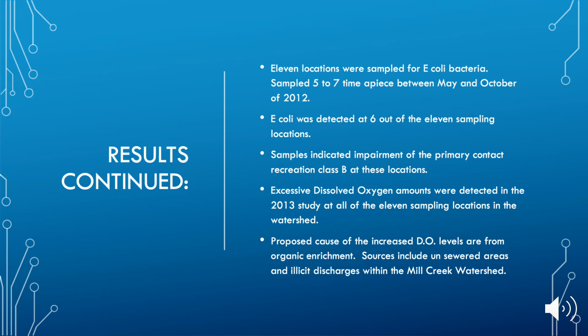Excessive DO, or dissolved oxygen, amounts were detected in the 2013 study at all 11 sampling locations in the watershed. The proposed cause of the increased DO levels is organic enrichment. Sources include unsewered areas and illicit discharges within the Mill Creek watershed.